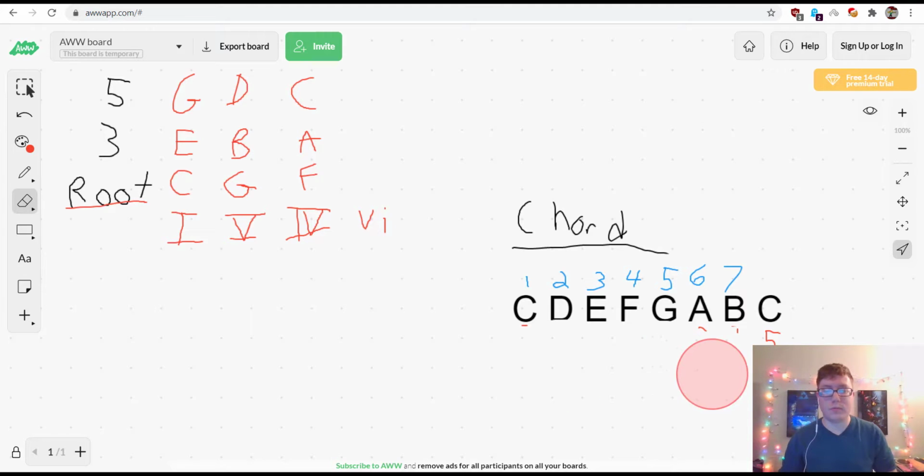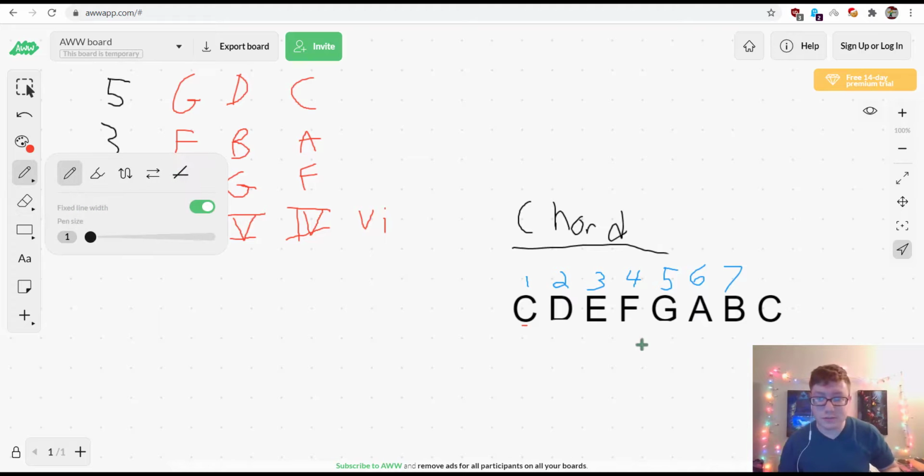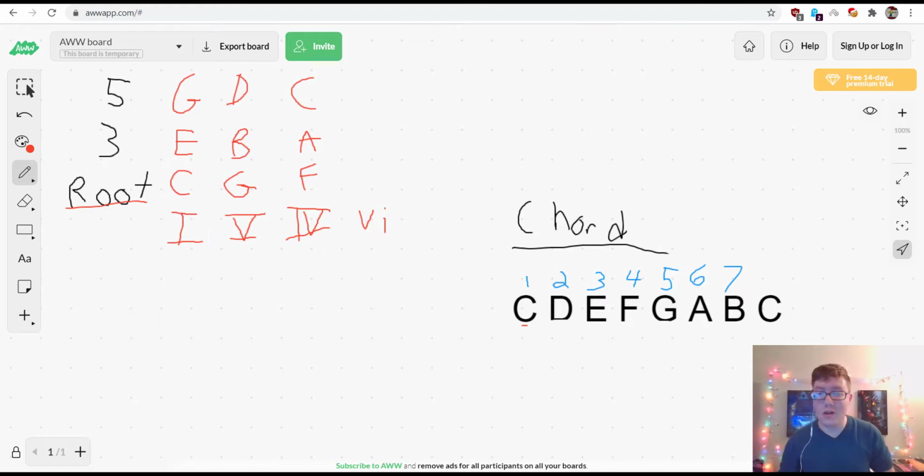Alright, well, let's get rid of all that. And we have to talk about our 6th. Once again, we just start on the 6th note of our scale. So A is now our root. We go up a third, up to C. And then we go up to the 5th. And we just kind of keep on going with our musical alphabet. So our 6th chord is going to be A, C, and E.